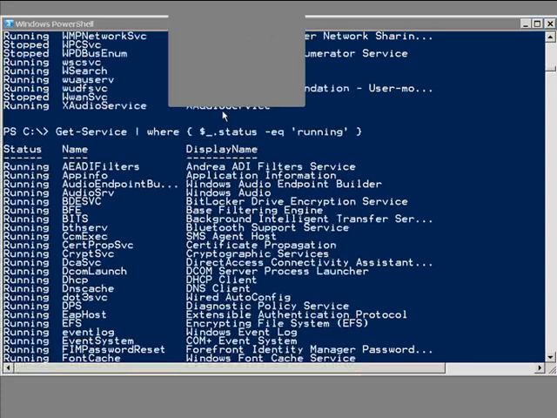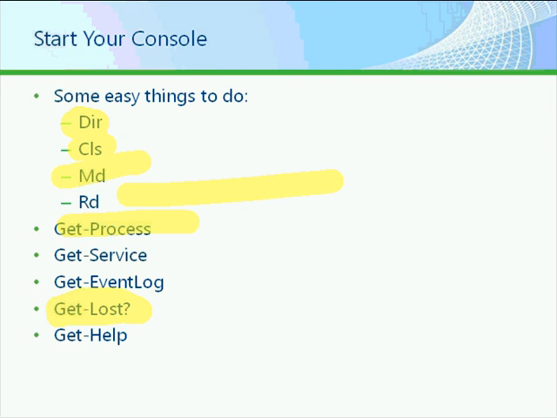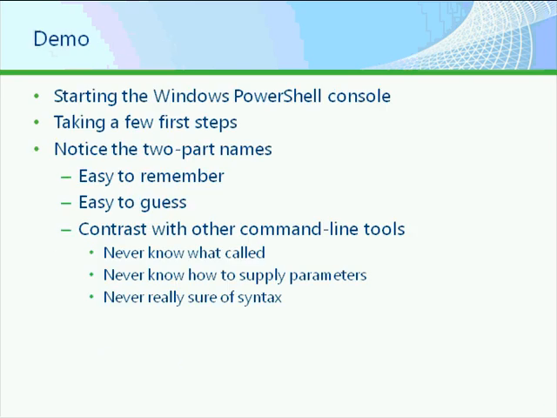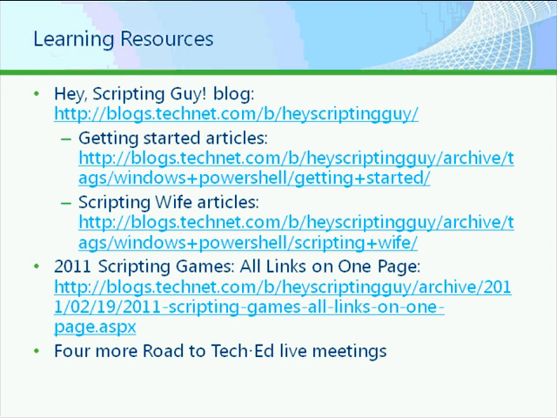Okay, so let's pop back over here to our slide deck for a second. So we looked at the services and the event logs. Get help. We haven't done get help yet, so let's take a look at get help. We'll click over here. We've done the demo already. Cool. And so we'll come back and talk about learning resources and grab the questions that we've got. Okay, so we're going to go back over here to PowerShell, get help.